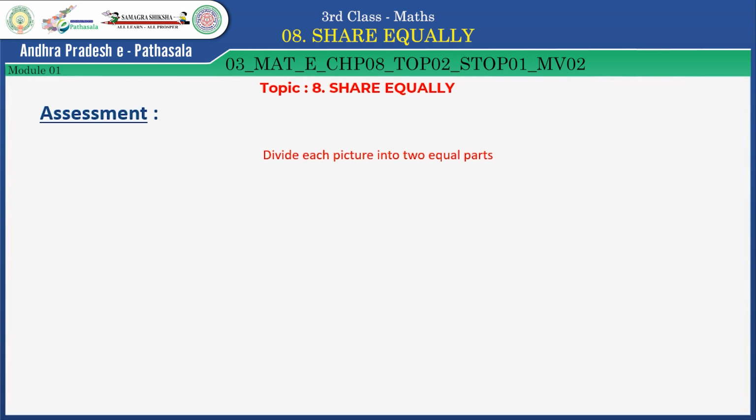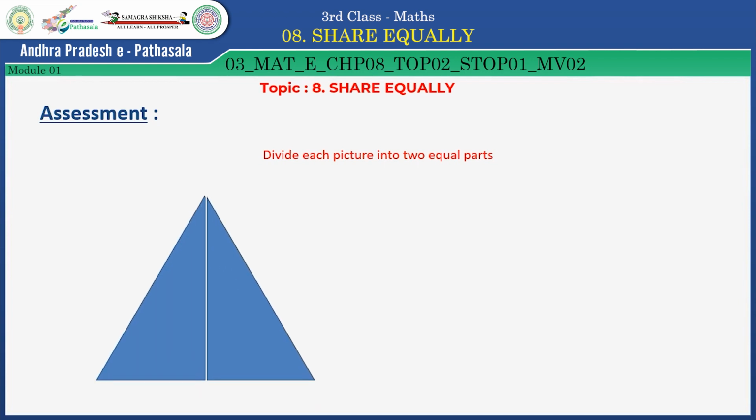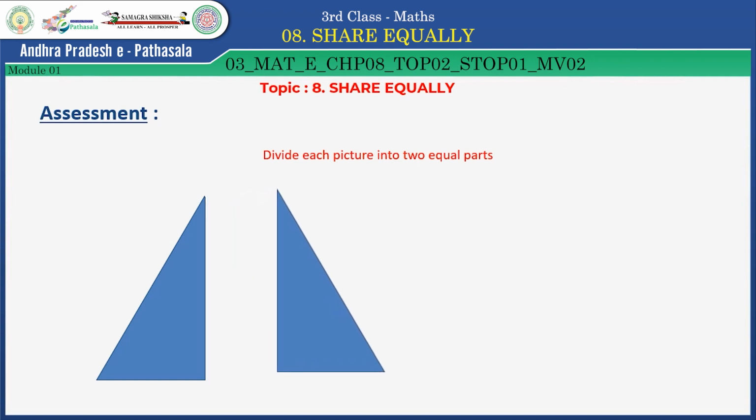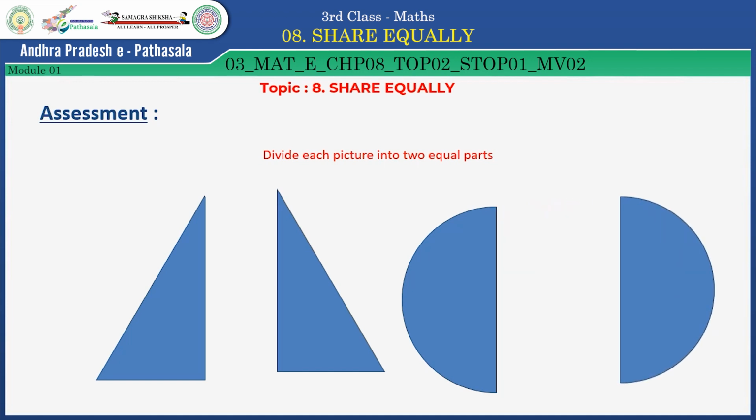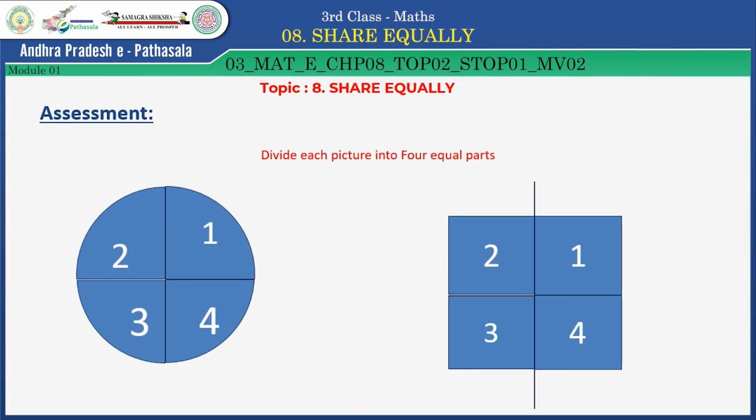Divide each picture into 2 equal parts. Observe the first picture. Now split according to the middle line. Yes, it splits into 2 equal parts. Observe the second picture. Now split into 2 equal parts according to the middle line. Yes, it's correct. Again do this exercise.